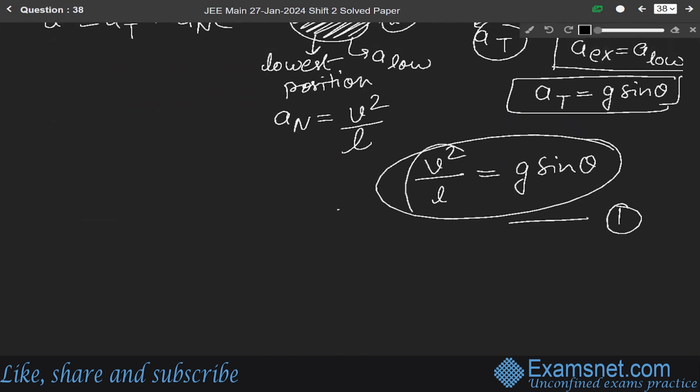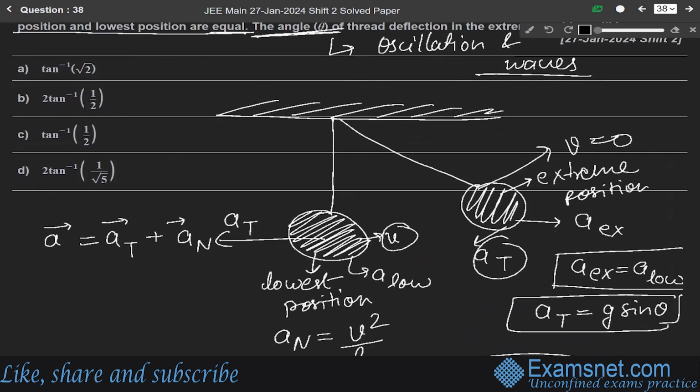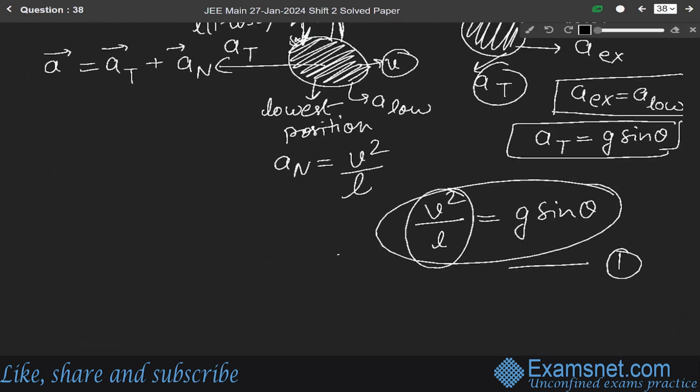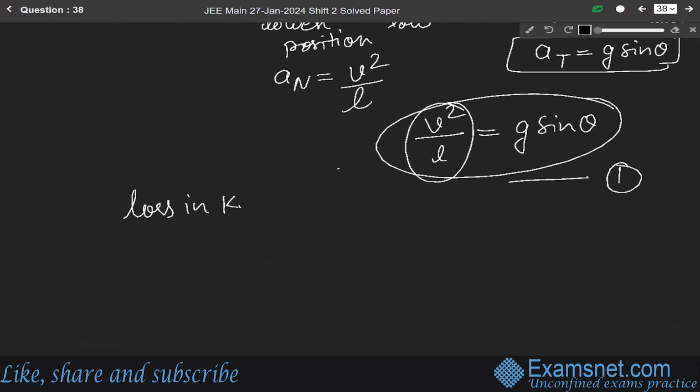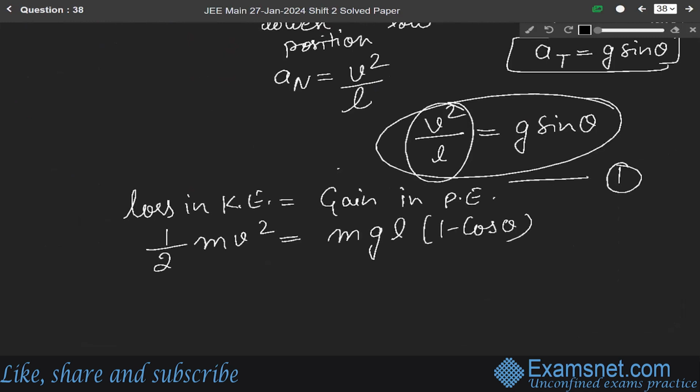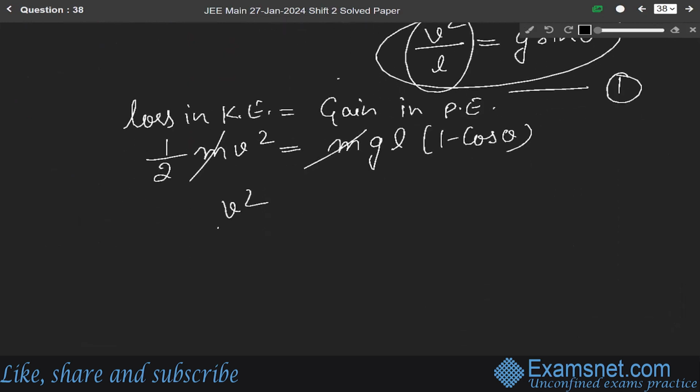Now to solve this, we have to find the value of v square over L. Whenever a ball moves in to and fro motion, meaning a simple harmonic motion, suppose the length of this string is L, the height is L into 1 minus cos theta. For this, the loss in kinetic energy equals the gain in potential energy. So half m v square is equal to m g L into 1 minus cos theta. The m cancels, so v square over L is equal to 2g into 1 minus cos theta.